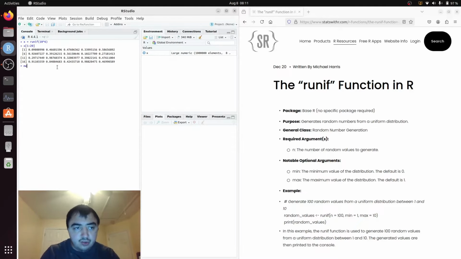If I do the mean of this, I get a plus b divided by 2. So 1 plus 0 divided by 2.